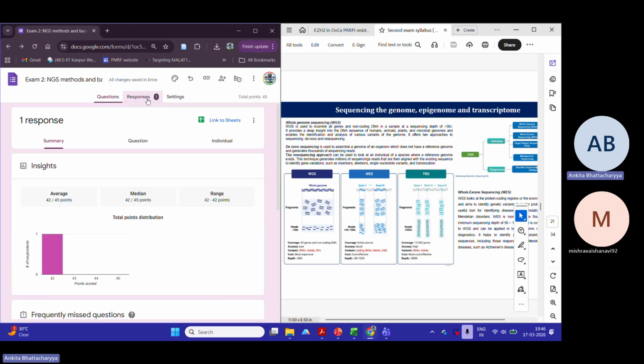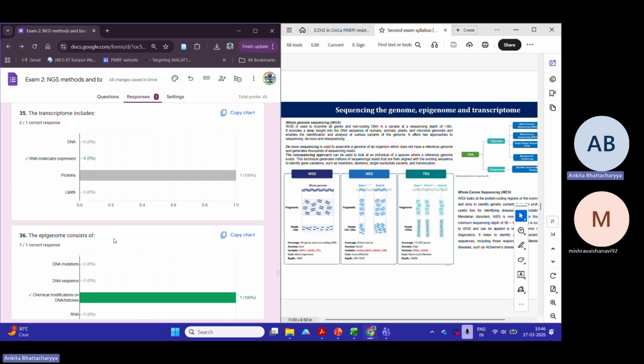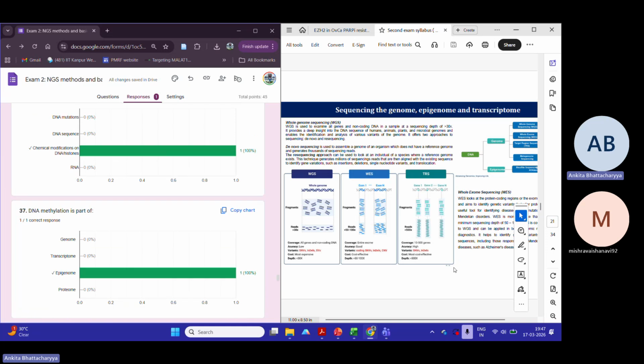Let me check. Yeah, it's fine. So I think only in one question you possibly have accidentally clicked this. The transcriptome consists of proteins is what you had accidentally marked. So it should be the entire coding RNA and all of the RNA that are present inside. So that is pretty much it.